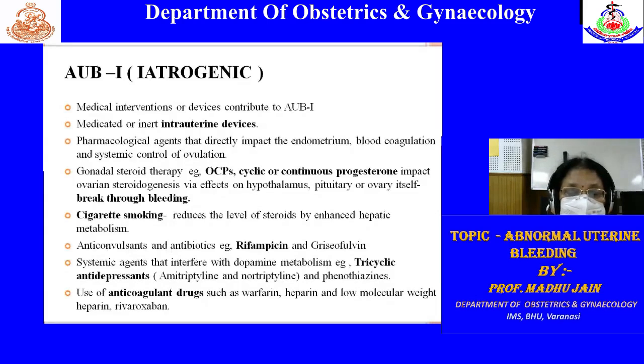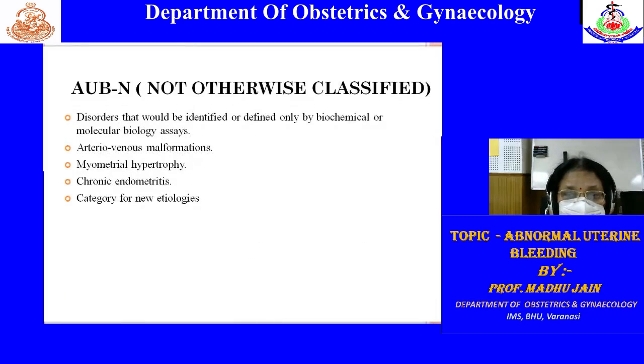I've told you this classification was initially under category C, but FIGO has changed it from C to I recently, in 2018. Iatrogenic is a very common cause, because when the patient goes to some private practitioner, they prescribe some OCP, but if the patient does not take it in the prescribed dose or format, taking it irregularly, then she may suffer from the iatrogenic type of bleeding, known as AUB-I.